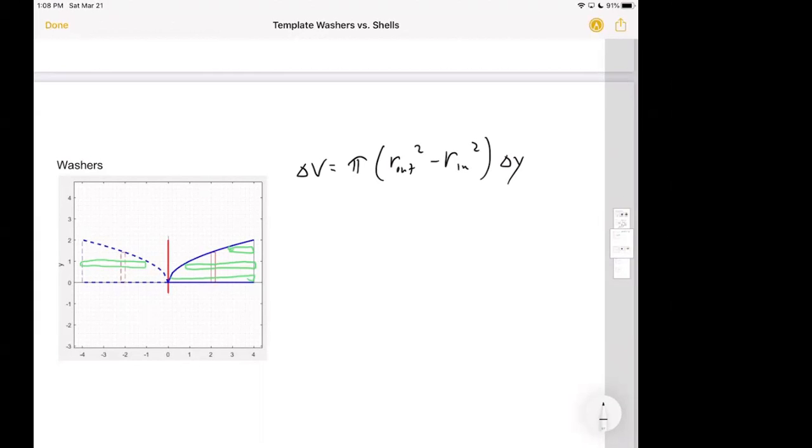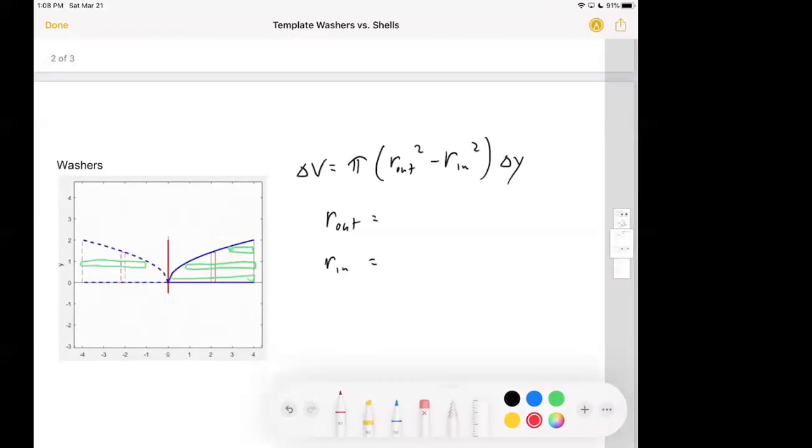So I'll write down below what R out is and what R in is. And let's come up with equations for those. The outer one is going to be the easier thing because you can see all of the rectangles that I would draw that are horizontal all line up with the red line that I just drew in. So where is that red line? That's at x equals 4. So the outer value is always 4.